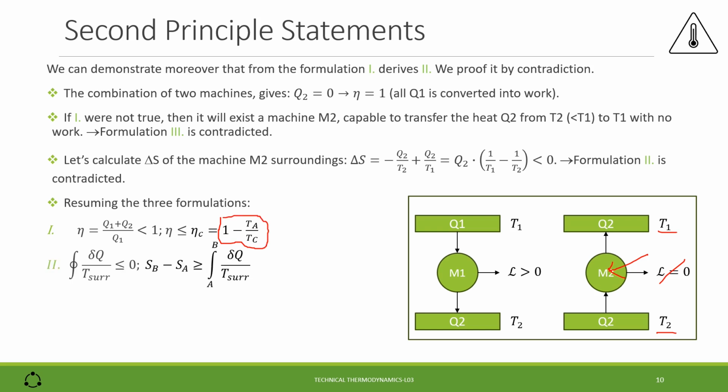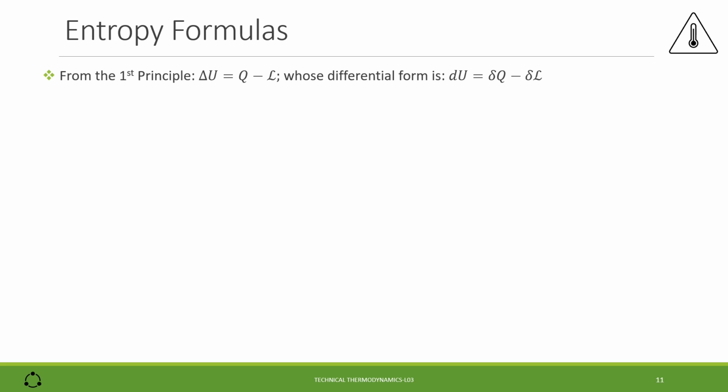The second formulation is the Clausius inequality, where the equal sign is only valid for the reversible transformation, and then by the definition of entropy we can affirm that the difference of the entropy between the states A and B is always greater or equal to the Clausius integral. And the third formulation says that the heat always flows from hotter to colder bodies. We see now some formulas to calculate the entropy of a transformation.